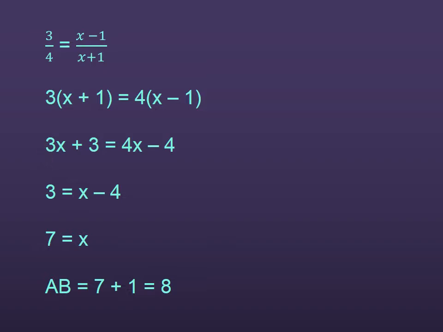Now we're going to solve for x. First I want to get all my x's on the same side. I'm going to subtract 3x from both sides, which leaves me just 3 on the left-hand side, and 4x minus 3x is just x, and then I still have my minus 4. So now I'm left with the equation 3 equals x minus 4. To solve for x, I add 4 to both sides, and I get x equals 7. But AB is x plus 1, not just x. So AB is 7 plus 1, so AB is equal to 8.